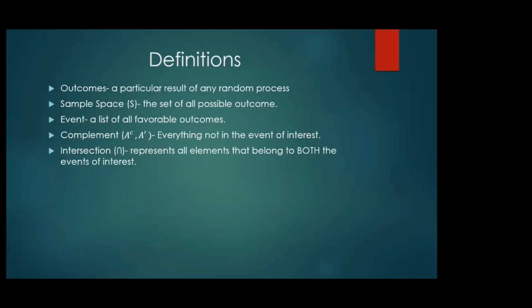So again, an intersection is an inverse U. It represents all elements that belong to both the events of interest. So if the question asks you to find and, a joint occurrence happening at the same time, something that's simultaneous or both, you know you're dealing with an intersection.